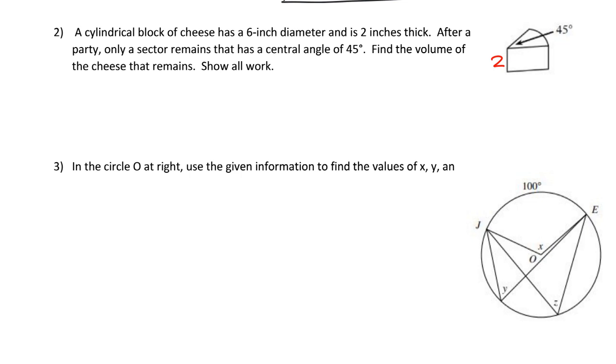After a party, only a sector remains that has a central angle of 45 degrees as shown in that diagram. The diameter is 6, so the radius is equal to 3. You want to find the volume of the cheese that remains.